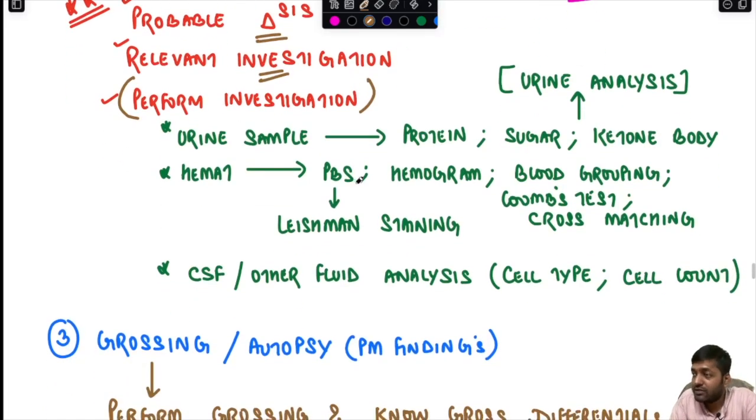So this is the biochemistry part. For example, the urine sample will be there, so you might have to perform a urine protein test, or urine sugar, the same thing that you have done at your MBBS level, urine ketone body detection. So urine analysis is there.